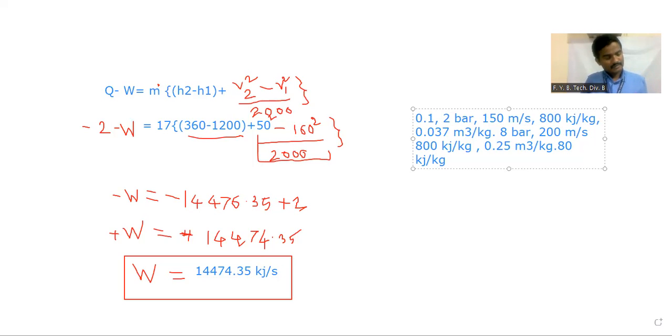Now, here we have to find out work done, so we have to find small w. Which formula will we use, mass basis or time basis? Mass basis. Write down: by applying SFEE on mass basis.